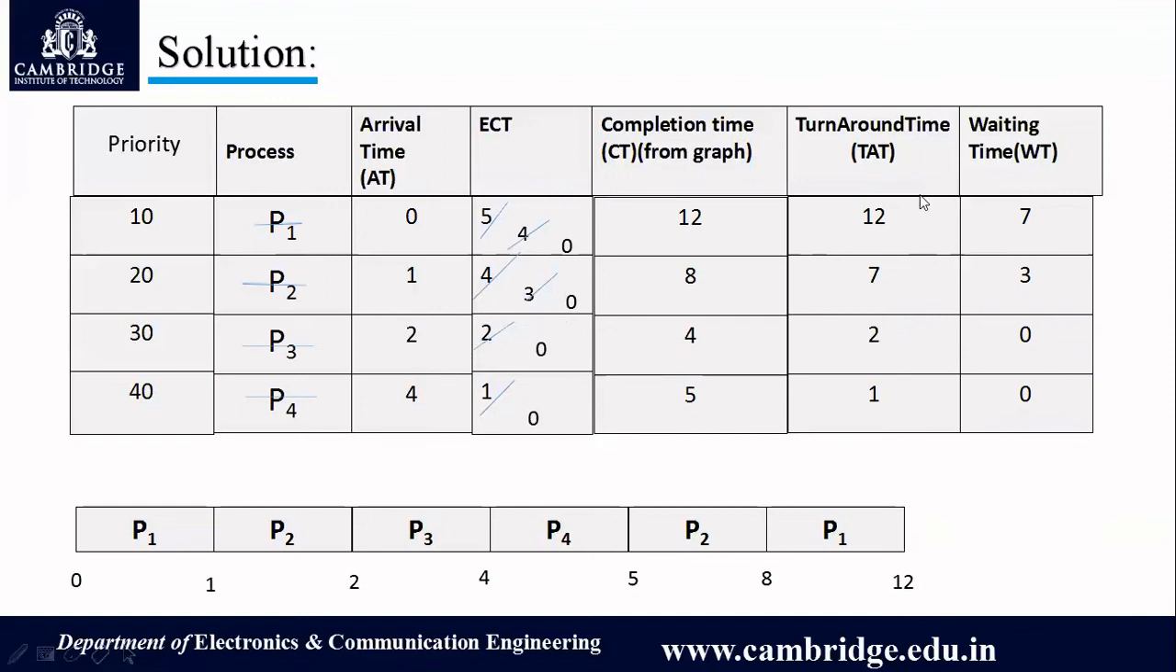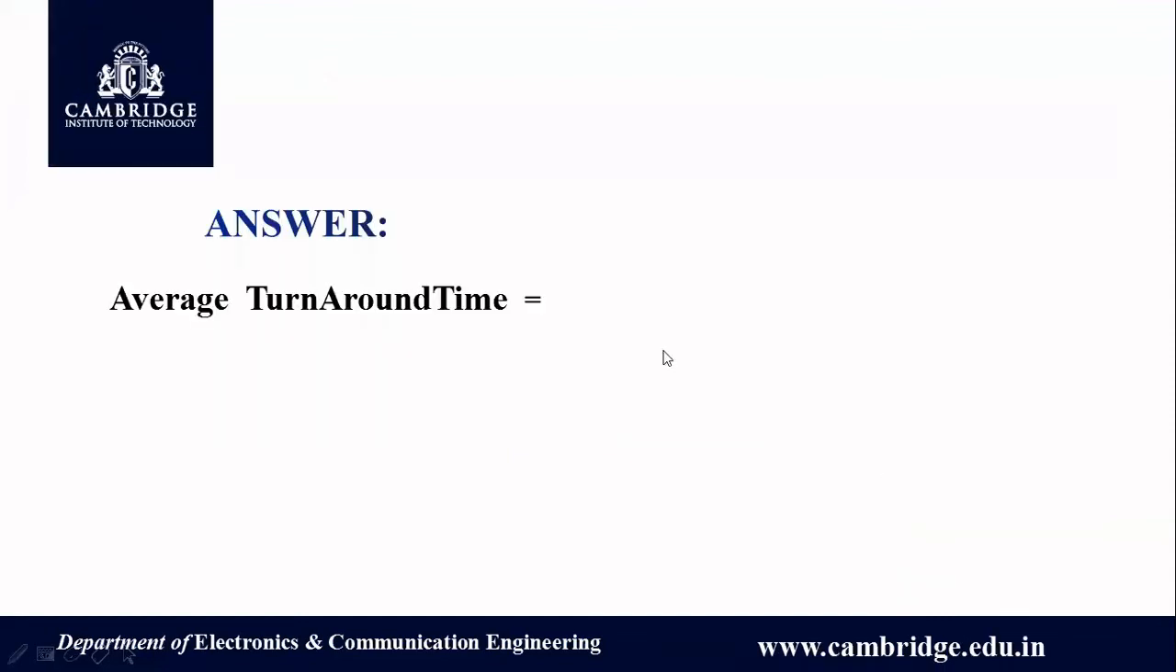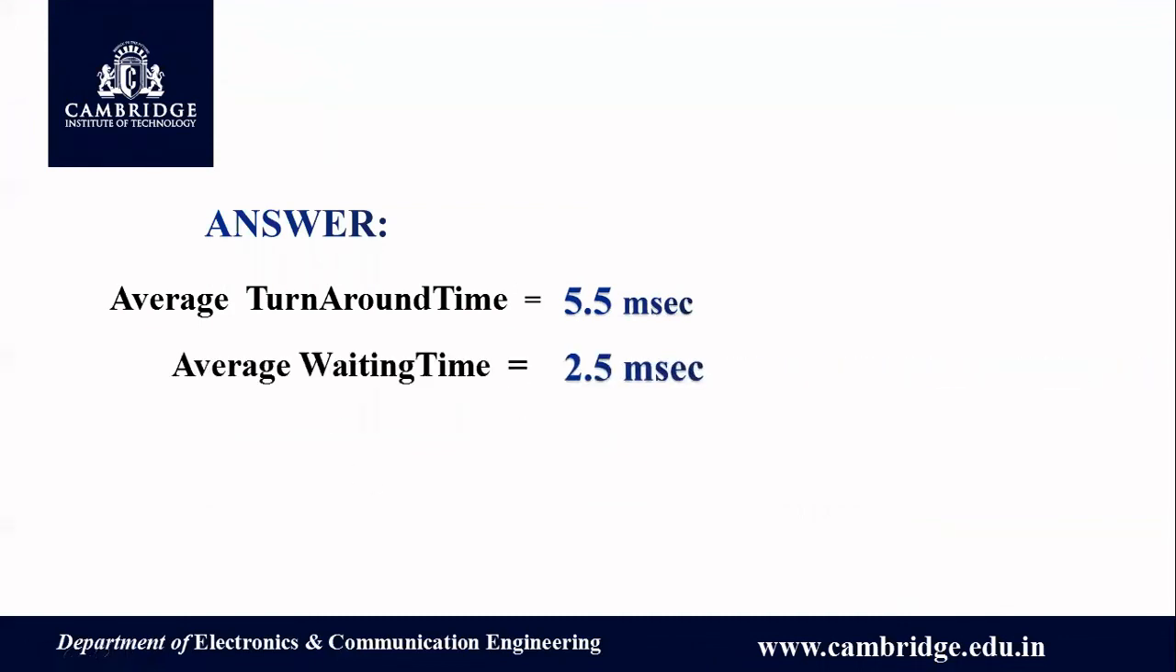Now, find the average TAT, that is (12 plus 7 plus 2 plus 1) by 4. The average TAT is 5.5 milliseconds, and the average waiting time is found to be 2.5 milliseconds. So this is the average turnaround time and the average waiting time using the priority based algorithm.